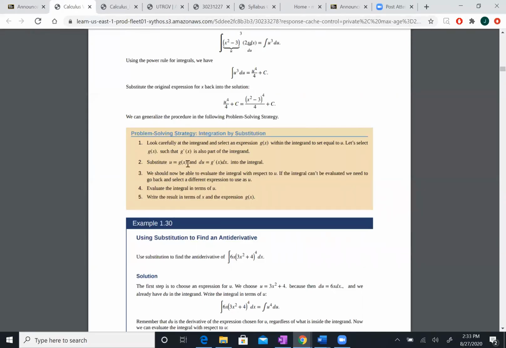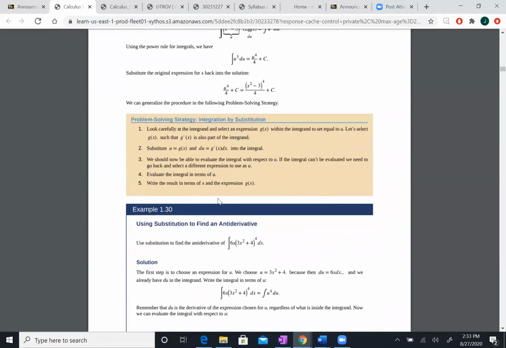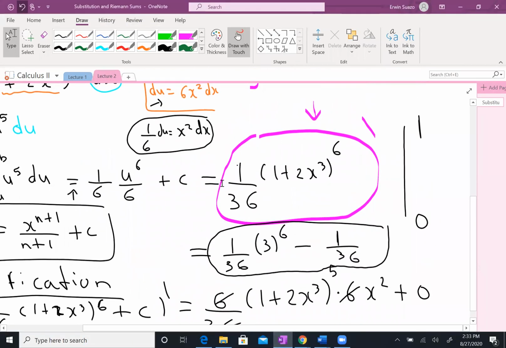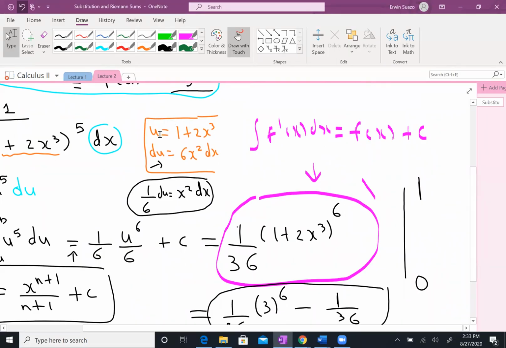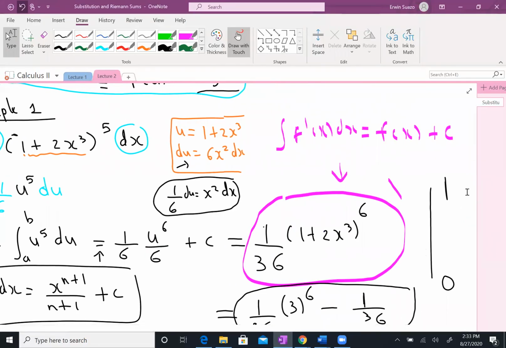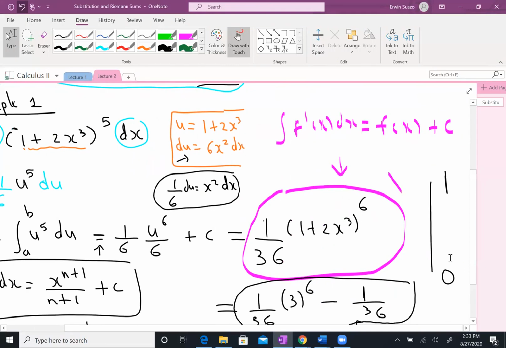Substitute u, g(x), du, g prime dx, and so on. Evaluate the terms, write the result in terms of x. So you can follow this method, is basically what we did. We first find u, then we replace it, then we use our table. So 1, 2, 3, we use our table. And then we evaluate back the integral values.